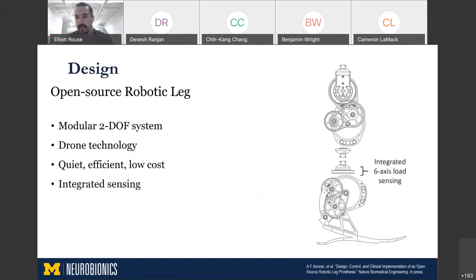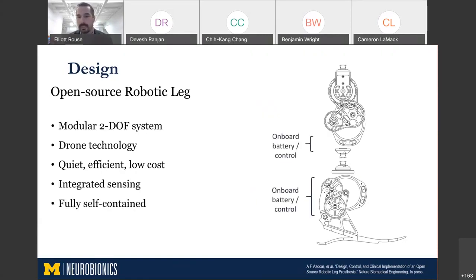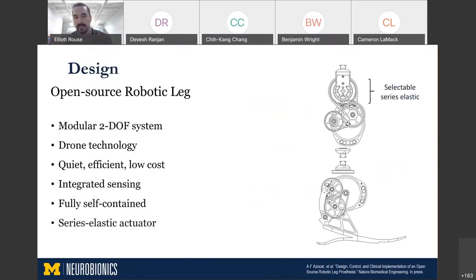We also integrated different sensing modalities into the robotic leg, including a 6-axis force torque sensor that's shown here. But there's also IMUs, there's motor current voltage, there's encoders at the joints and at the motors. And it's fully self-contained, so we want to encourage people to get out of the lab and test in the real world. So each system has an onboard battery and control embedded systems. And finally, the knee contains kind of a neat technical modification called a selectable series elastic actuator, which I'm going to skip in this talk, but I'd be happy to talk to anybody if they'd like to connect about it later.